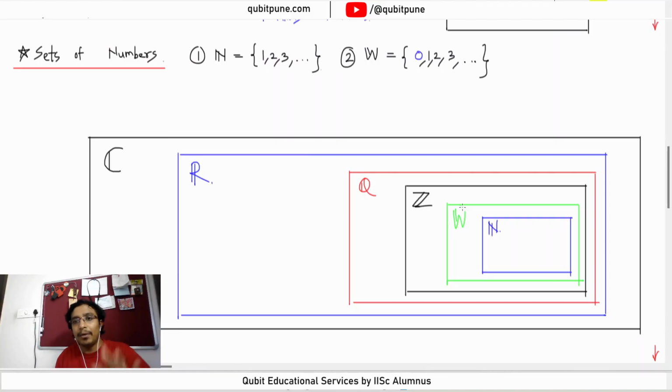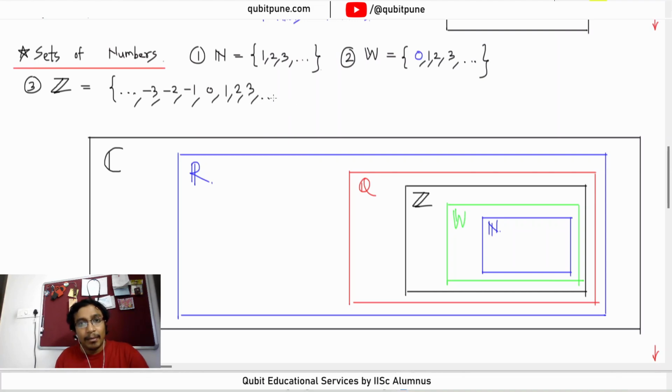Okay, and from now onwards, when it comes to the set of integers, we still prefer to write it in the list form. -3, -2, -1, 0, 1, 2, 3 and so on.